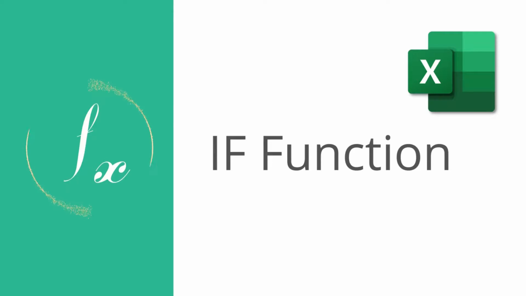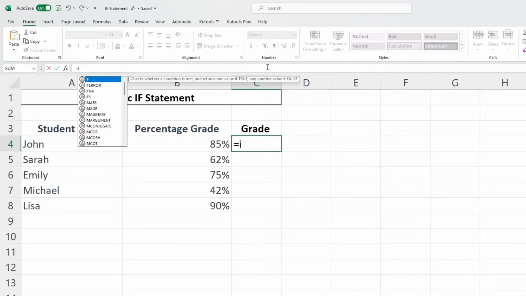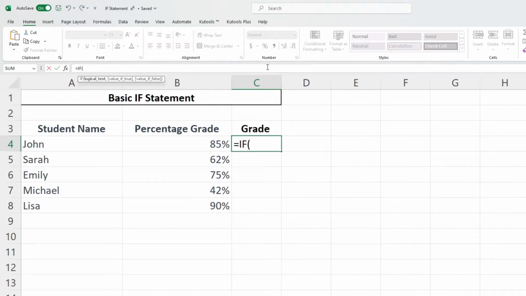Okay, so the if statement is one of the most popular functions in Excel, and it allows us to make a logical comparison and return a value if it is true or if it is false. So in this formula bar, I'm going to enter if and then tab to pull the formula. And the first item is that logical test.